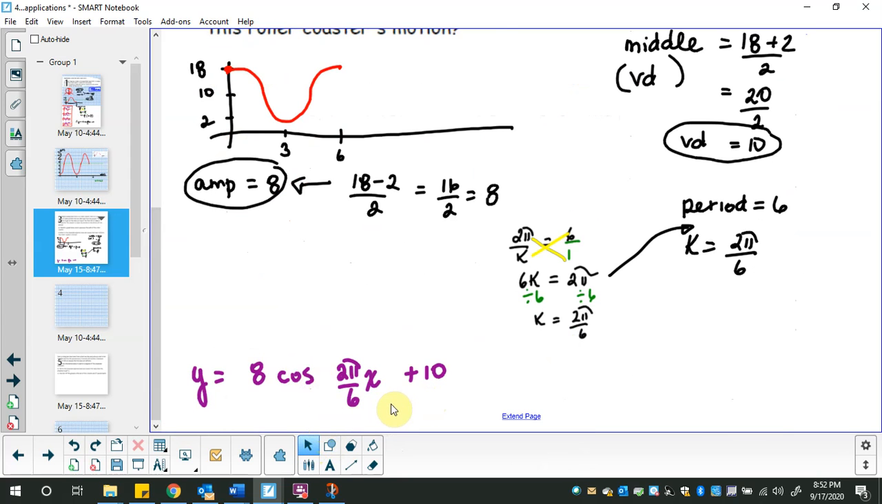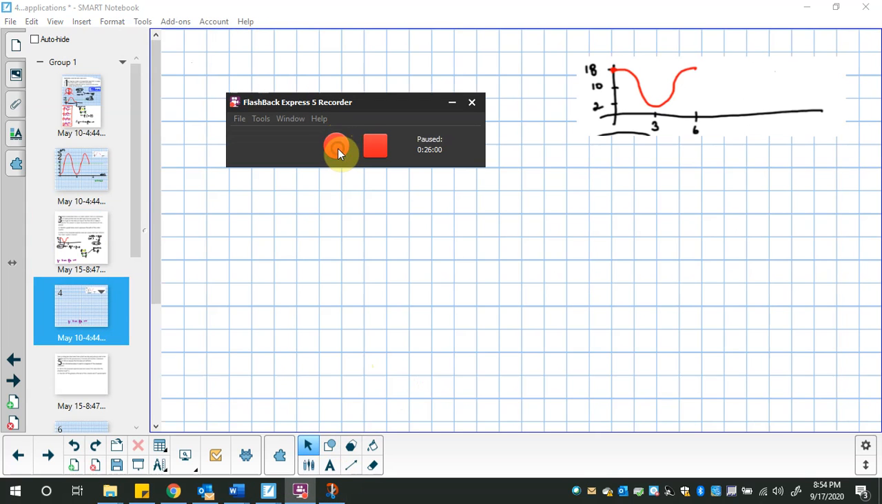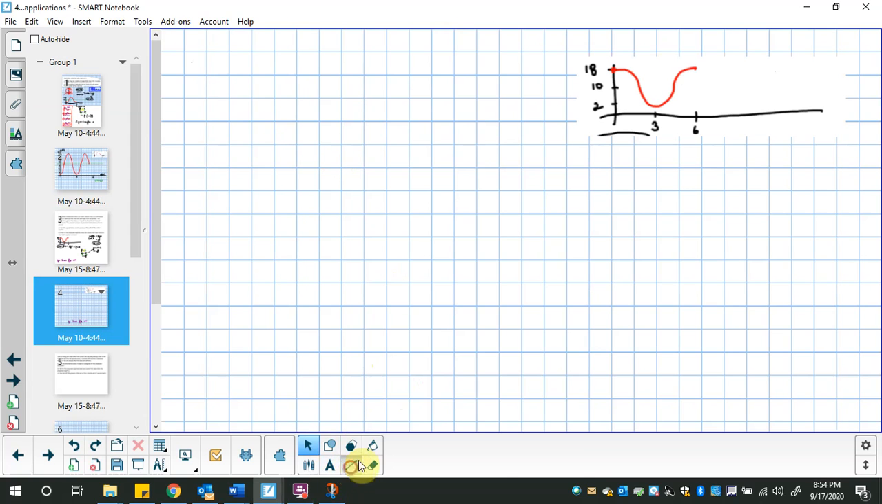So I'm going to take a little break. This time I'm going to cut and paste the picture, and I'm going to cut and paste this because I want to show you how to come up with another one or two equations. So bear with me while I do that. You don't have to witness this. Okay, it is time.